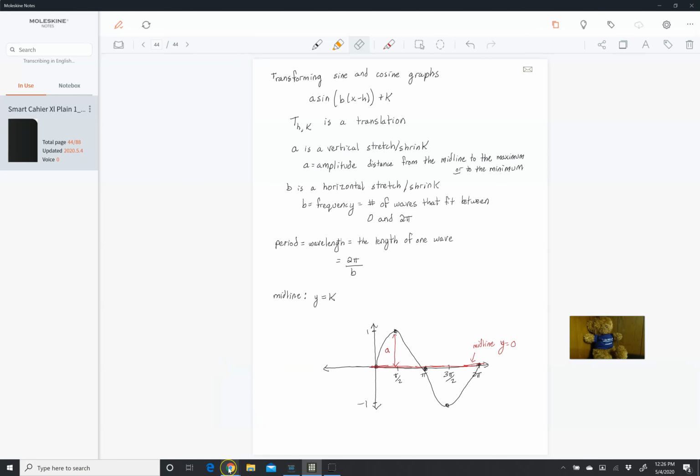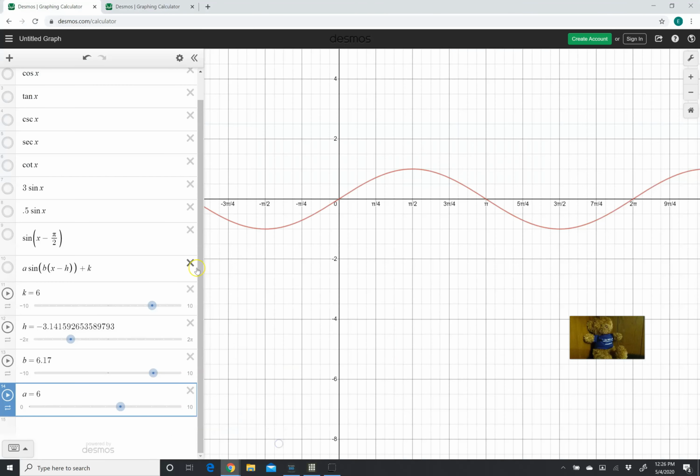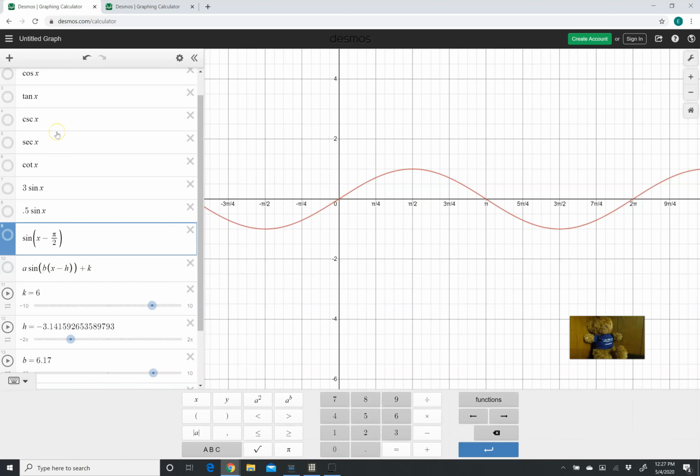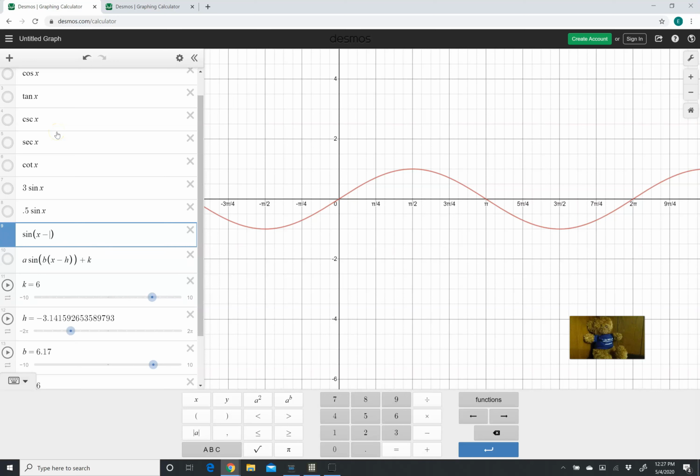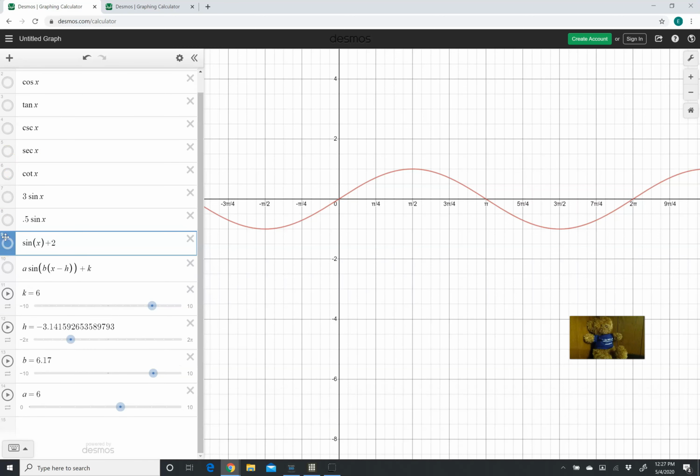So if we go back to this graph, the midline here is at 0. Let's say that we change this to sine of x plus 2. If you notice, now our midline is at y equals 2. That's the very center. That's what goes through the center of the graph. Okay, so the midline is at y equals 2 here.